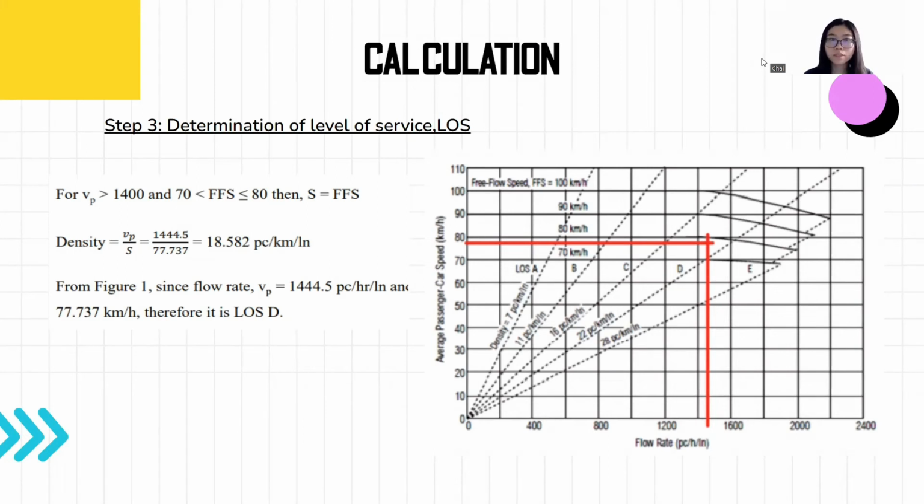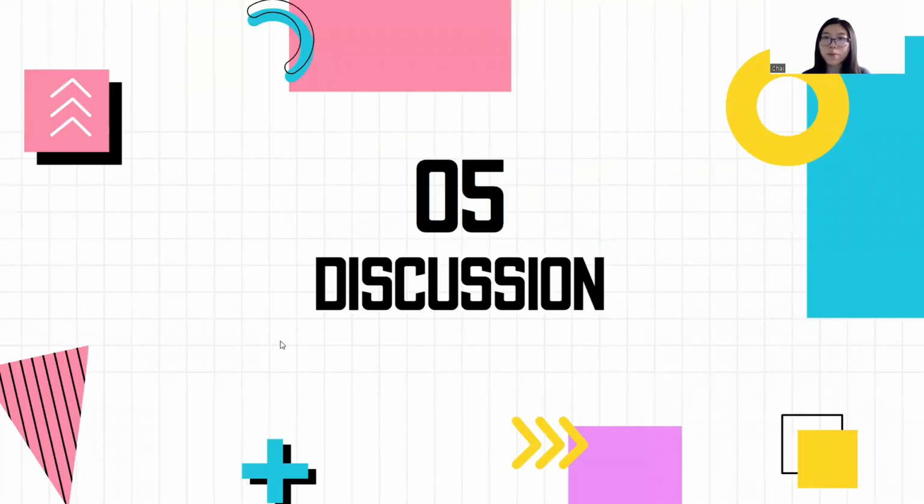So we will need to determine the level of service since our Vp is greater than 1400 and FFS is within the range of 70 to 80, so our S is equal to FFS. So the density by this calculation is 18.582. Since the flow rate is Vp equals to 1444.5 and the car speed is 77.737, so from this figure we can get that it is LOS D. So I will continue about the part discussion.